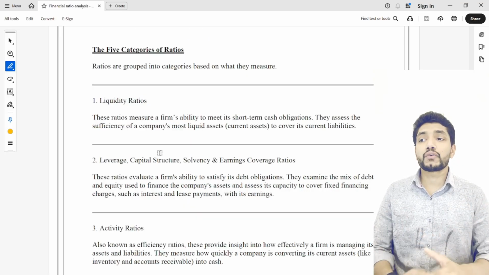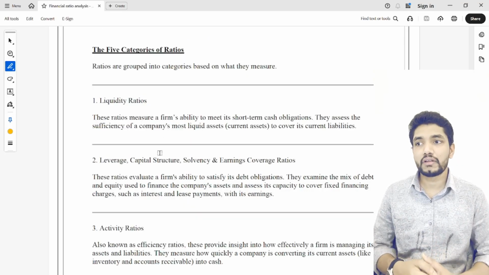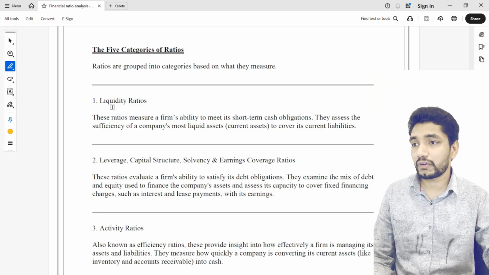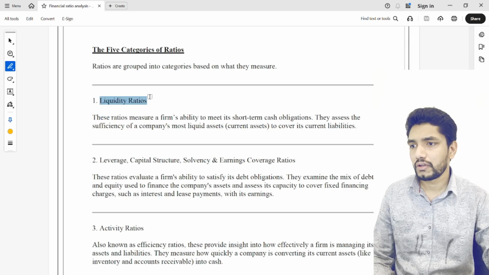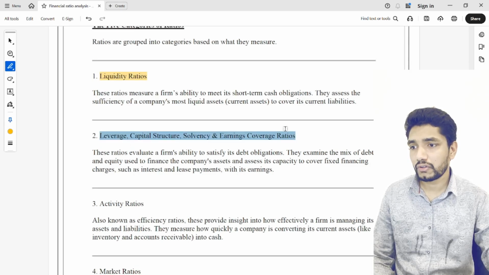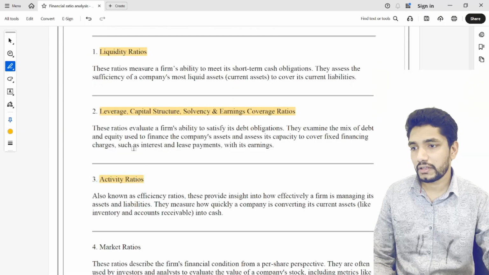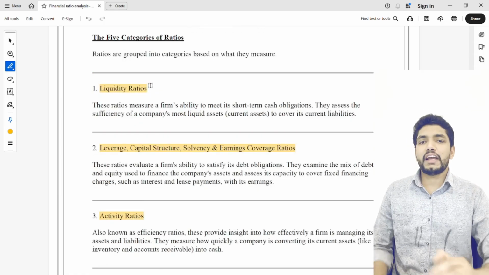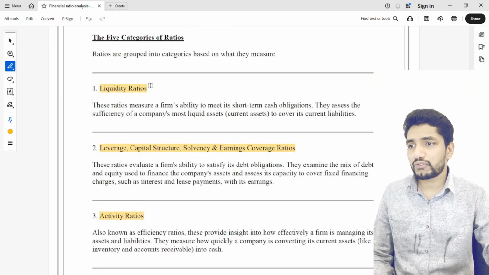Now we are moving into categories of financial ratios. Financial ratios are mainly categorized into 5 categories: liquidity ratios, leverage ratios, activity ratios, market ratios, and also profitability ratios. We can go one by one. First one, liquidity ratio.